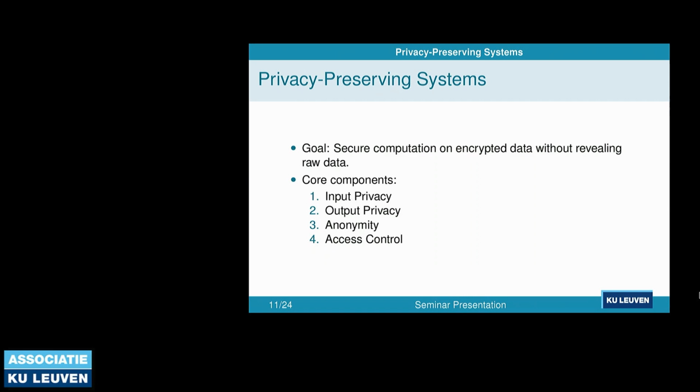We want to have anonymity, meaning that nobody knows who each other exactly is, which is more difficult to do. And access control, which means that if I'm the owner of some data, I want to still retain control over who gets what of that data. And I say data arbitrarily, but it just means whatever we're talking about.